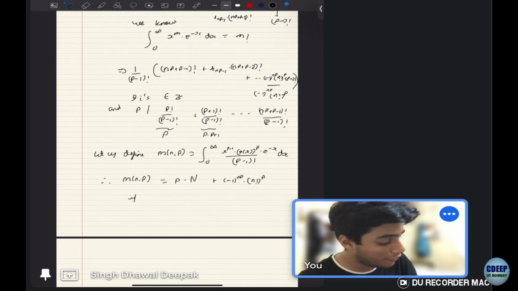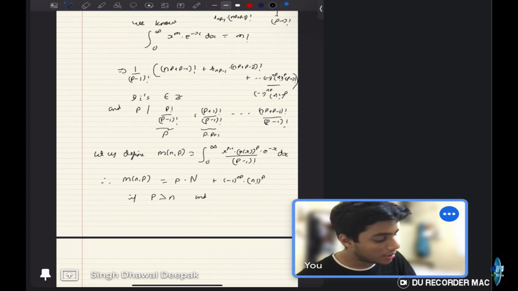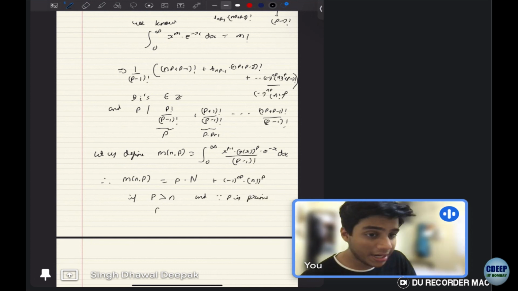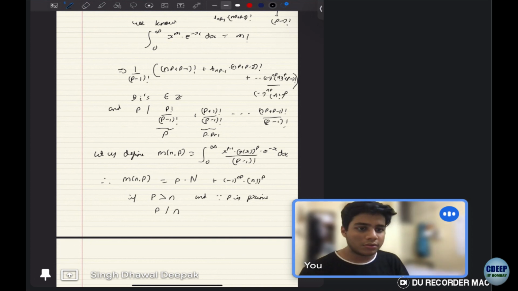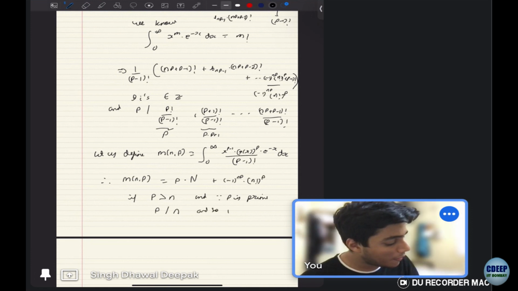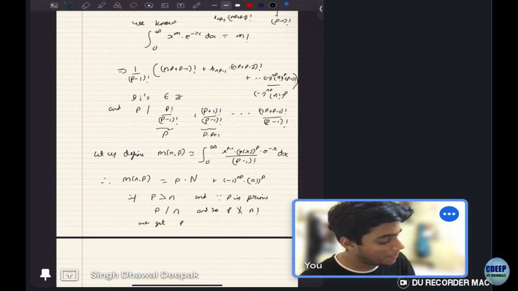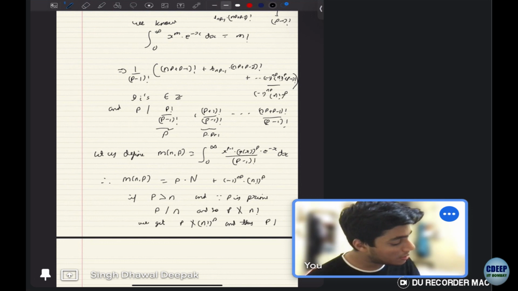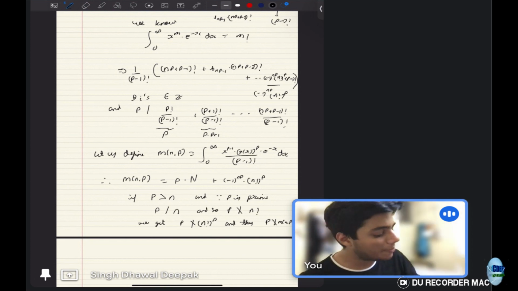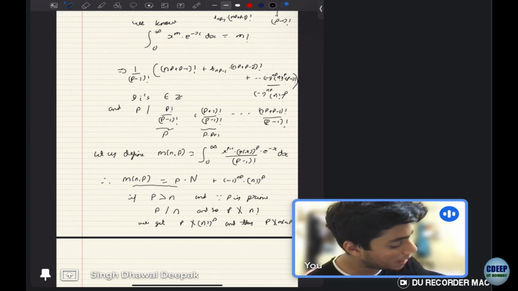Now if p is greater than n, and since p is prime, p does not divide n, because p is a prime, so it will only divide any integer which has p in its prime factorization, and n can never have p in its prime factorization. And since p is also a prime, it will also not divide n and all the numbers before it, so n minus 1, and so p does not divide n factorial. Interestingly, we get p does not divide n factorial raised to p, and thus this is one of the most important observations, that p does not divide m_n(p), because this part is divisible by p and this part is not divisible by p.